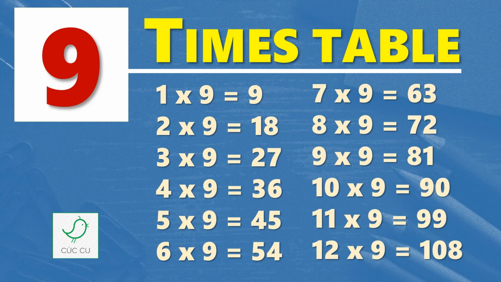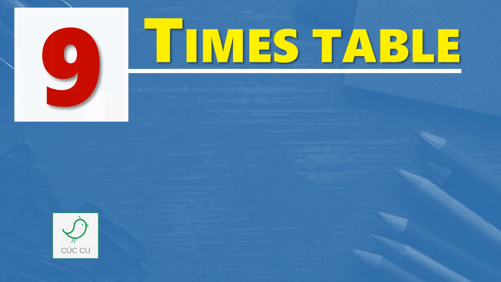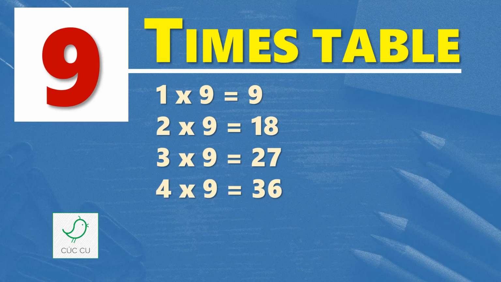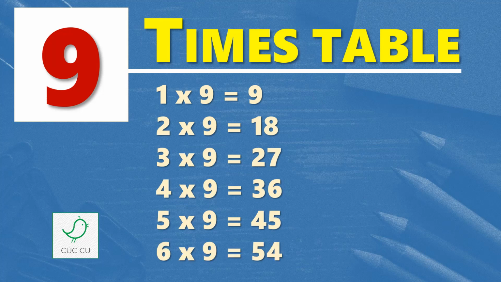Multiplication table of 9. 9 times table. 1 times 9 is 9. 2 times 9 is 18. 3 times 9 is 27. 4 times 9 is 36. 5 times 9 is 45. 6 times 9 is 54.